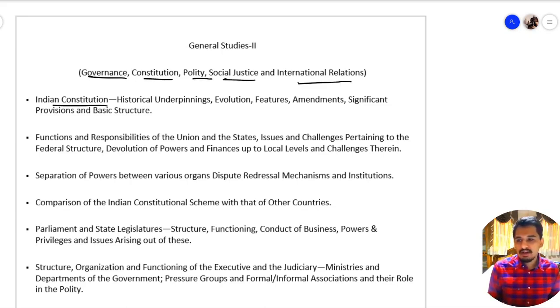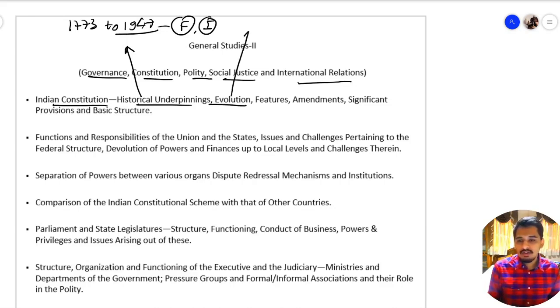At first we have Indian Constitution. In this we have historical underpinnings. In this you should know about the various acts from 1773 to 1947 Indian Independence Act. What were the features of this act? And how did this act impact the Indian Constitution? Then we have evolution. In evolution, you should know about the various amendments and the cases and judgments such as the Menka Gandhi case, which have led to the evolution of the Indian Constitution.